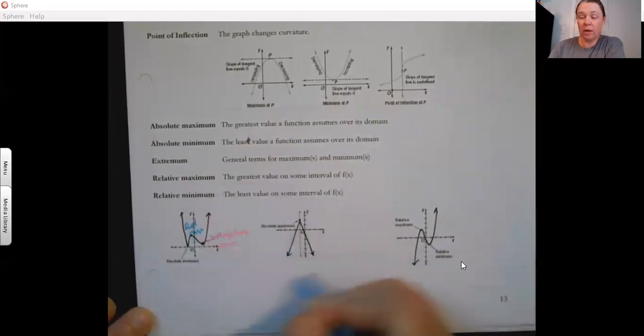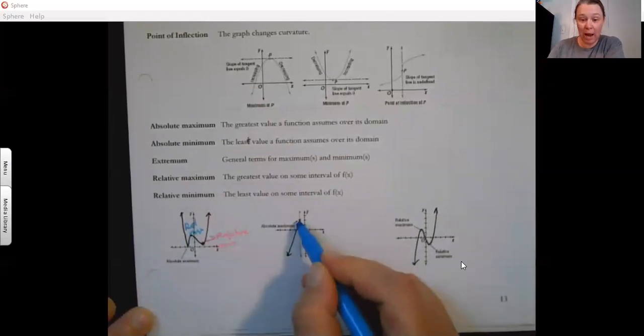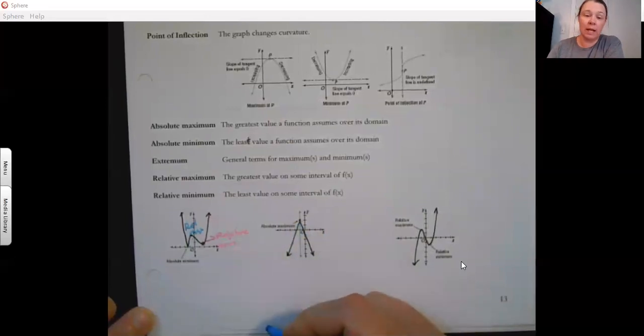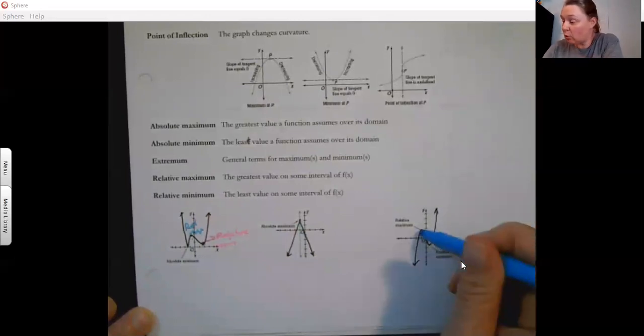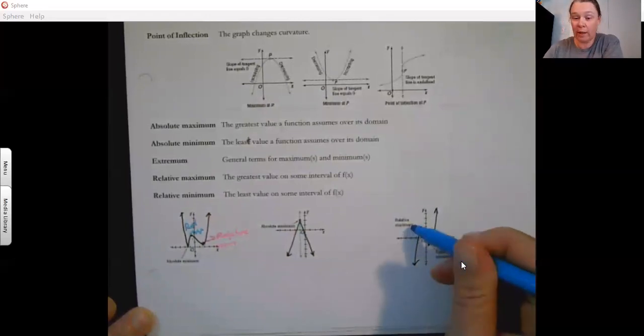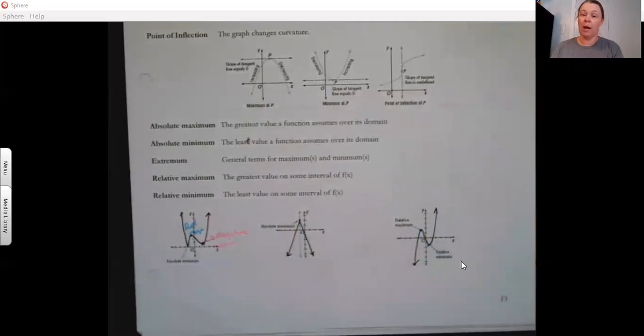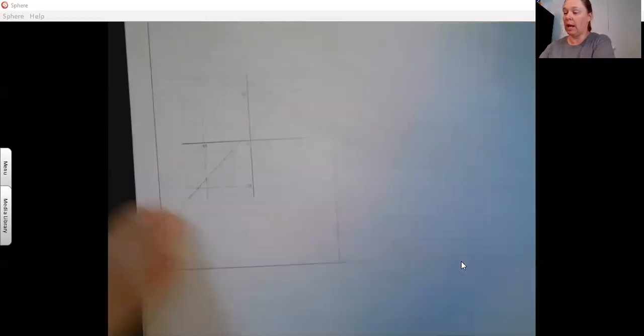In this graph here, it has an absolute highest value, so an absolute maximum, but it goes down forever. It doesn't have an absolute min, and it doesn't have any other turning points, so it doesn't have any relatives. This one doesn't have any absolute max or absolute min because it goes up forever and down forever, but it does have these two turning points, so we have a relative maximum and a relative minimum. And that's what we're going to practice with today, is analyzing these graphs.